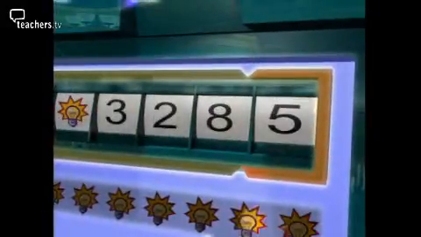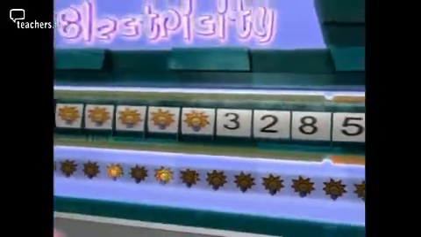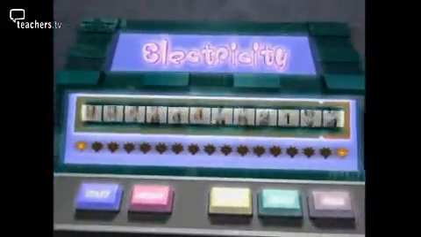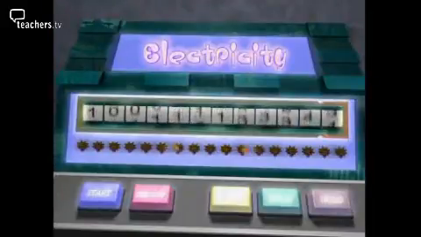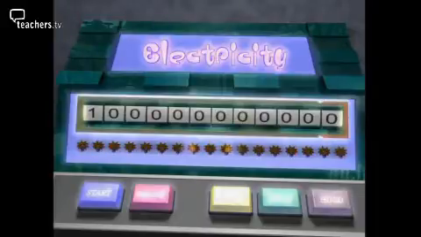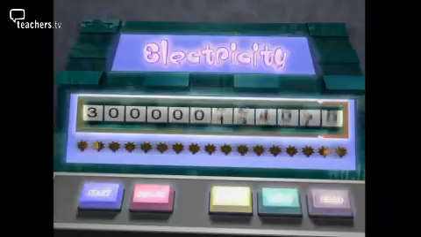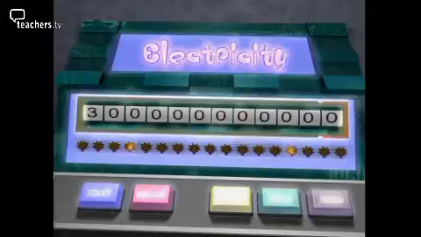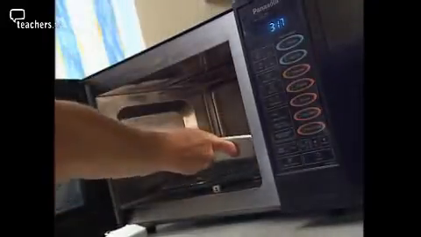3,285 units of electricity. Add up all the houses in the UK and the total is about 100,000 million units. That's 100 with 9 noughts after it. Add this to the amount used every day by industry, transport and agriculture and the grand total is a massive 300,000 million units every year. All this electricity is available day and night at the flick of a switch.